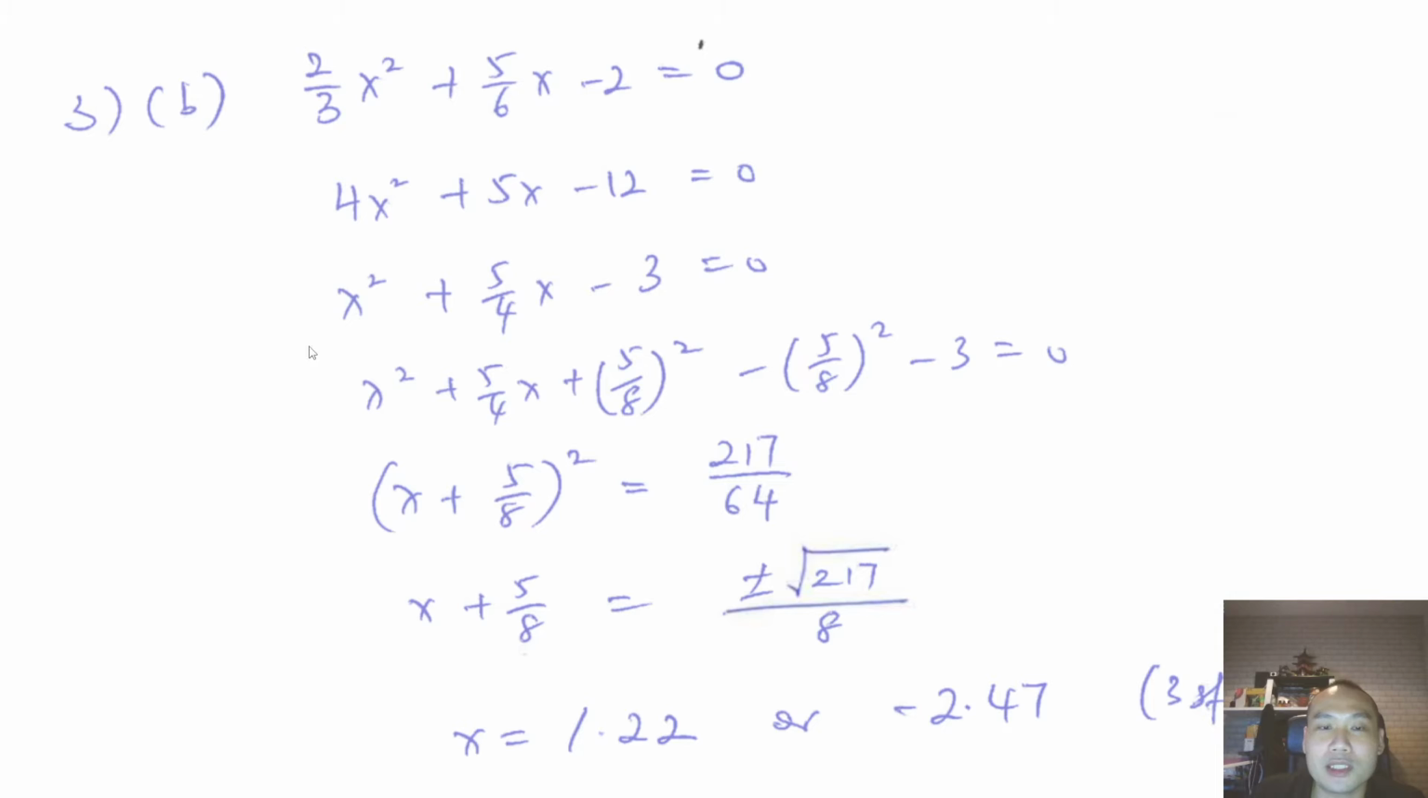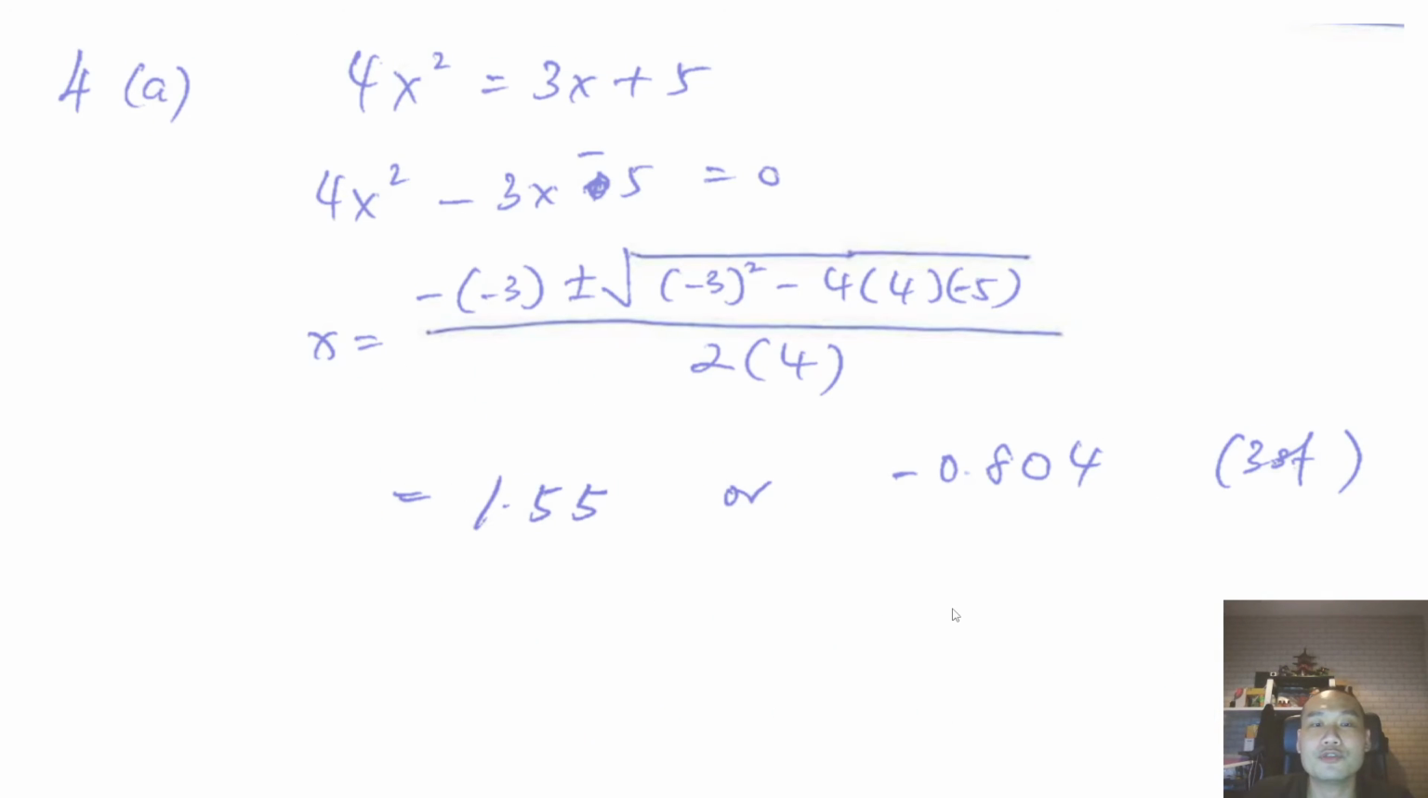So once I have a quadratic where the coefficient of x squared is 1, I can do completing the square. So x squared plus 5 over 4 x plus (5 over 8) squared minus (5 over 8) squared minus 3, right? Same thing, this portion becomes (x plus 5 over 8) squared. The other portion, I just use the calculator and bring it to the other side of the equation: 217 over 64. Square root, so plus minus square root of 217 over 8, because square root of 64 is 8. And then subtract 5 over 8 on both sides. So that gives us x equals 1.22 or x equals negative 2.47.